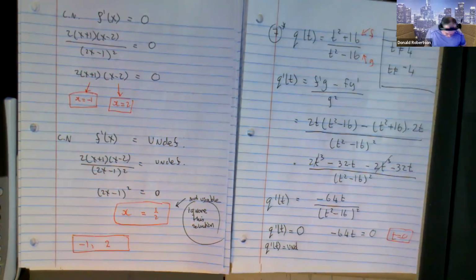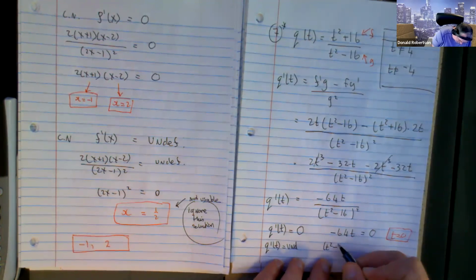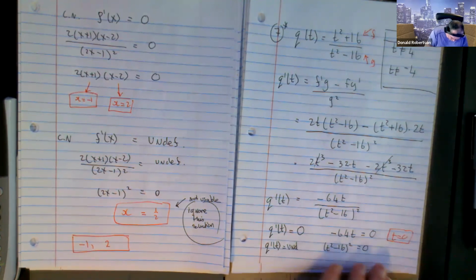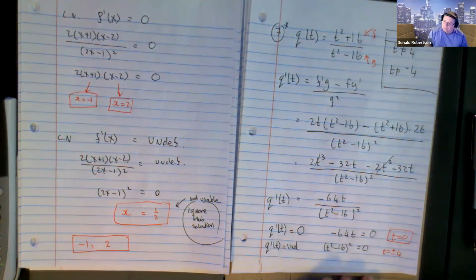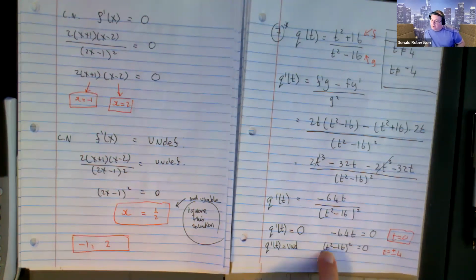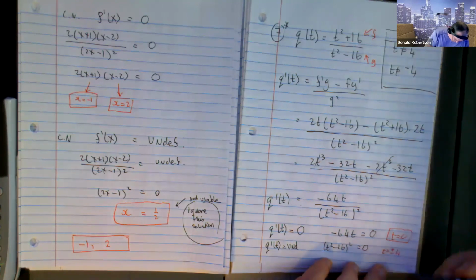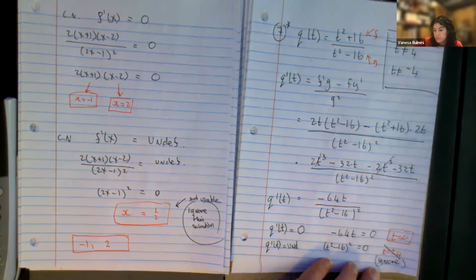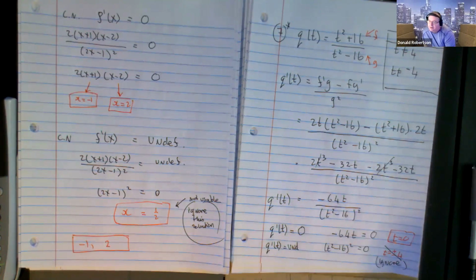Let's look at when it is undefined. If this fraction is undefined, that's only going to happen when the bottom is 0. And would you agree that that's plus or minus 4? Is there a problem with plus or minus 4? It's not within the domain. And so we ignore them, which means that in this question, there's only one usable critical number, and that's at t equals 0.